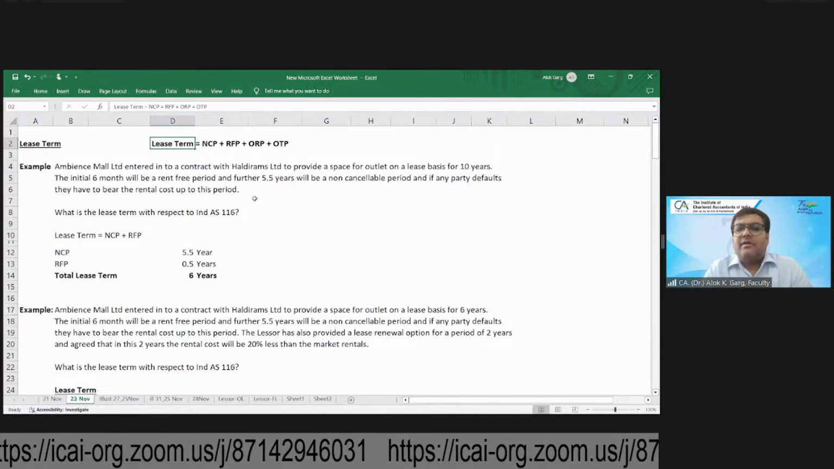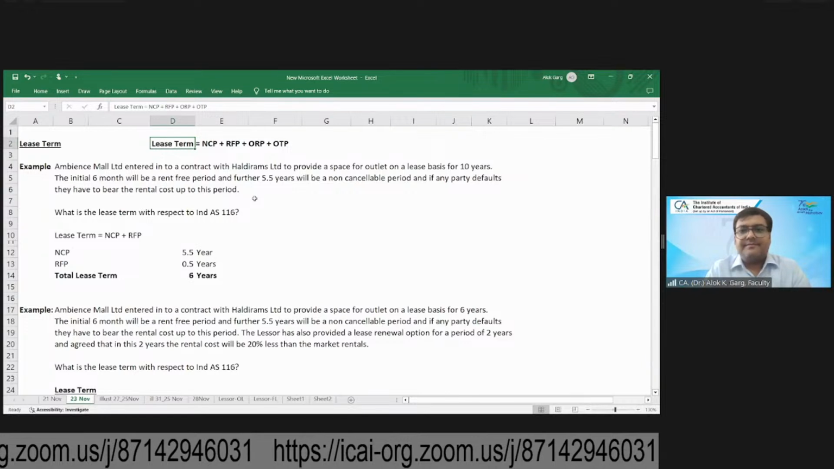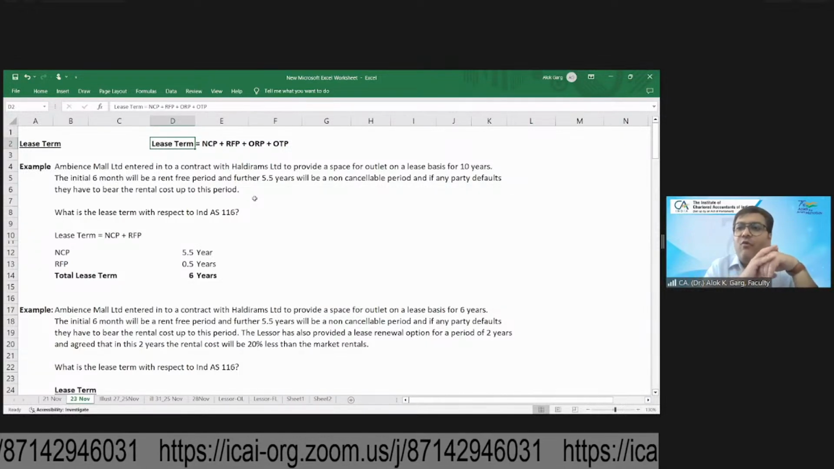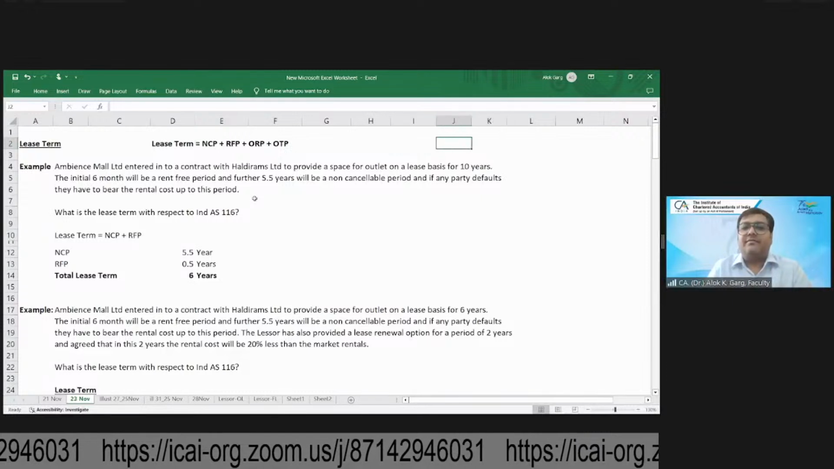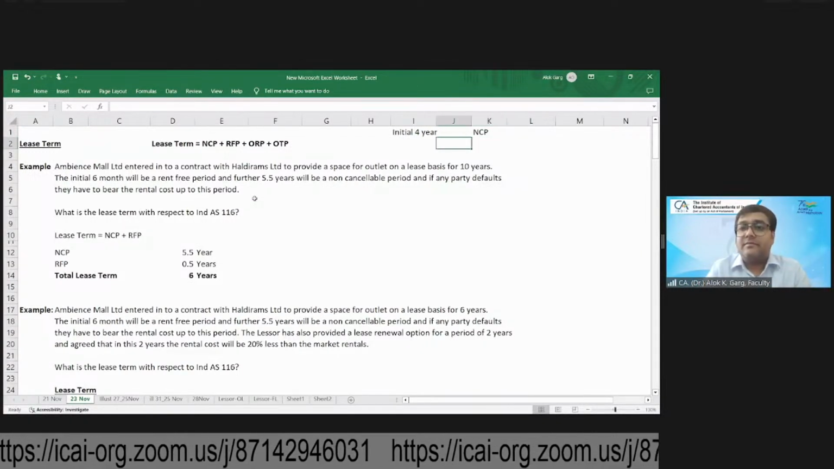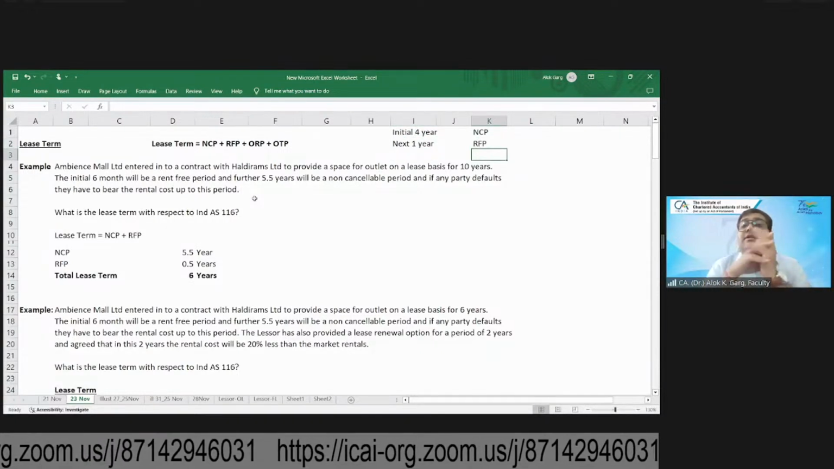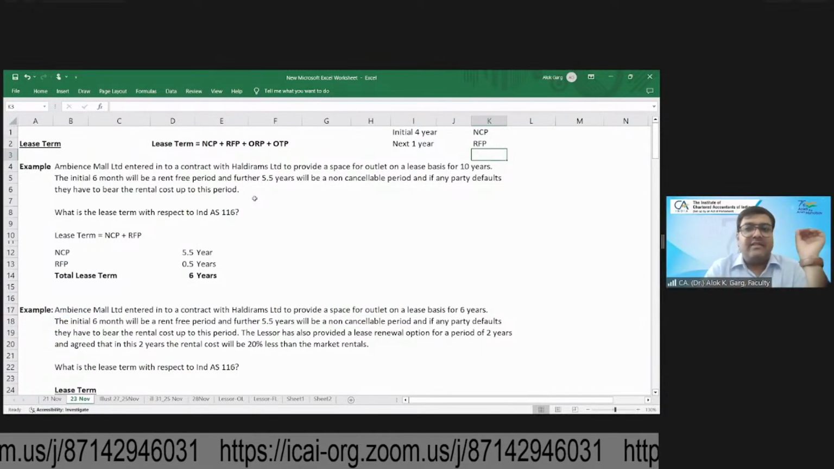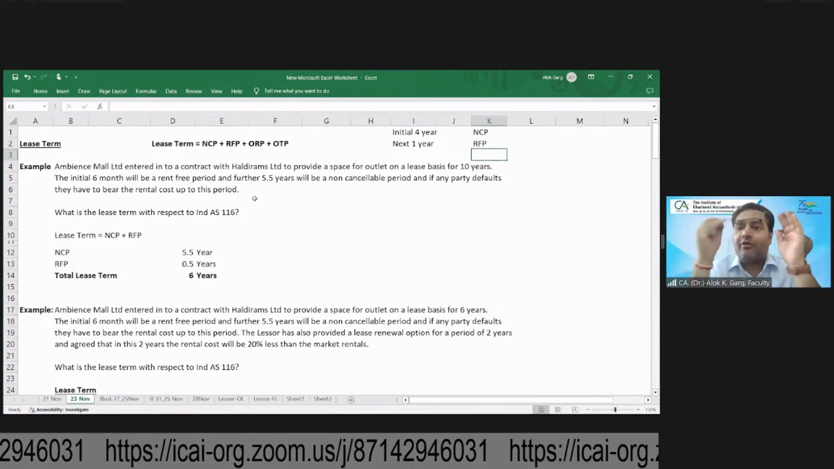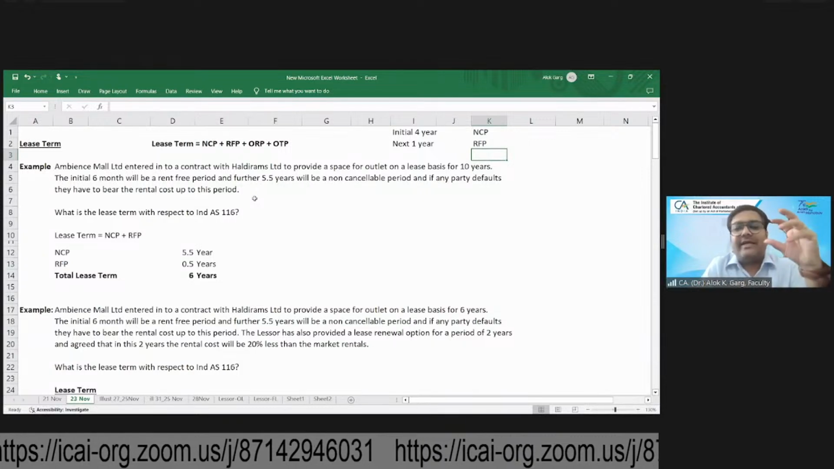Let's say the lessee entered into a lease contract with the lessor for a lease term of 10 years, correct? And the initial 4 years are the non-cancelable period. For the first 4 years, it doesn't matter whether the lessee uses the asset or not, the lessee has to pay the lease rent. Even if the lessee wants to breach, cancel or terminate the contract, the lessee has to pay the lease rent for the 4 years. So 4 years is a lock-in period.